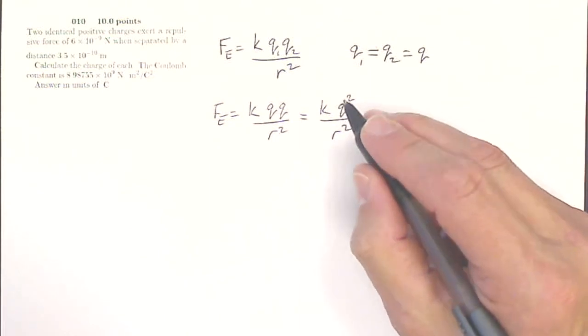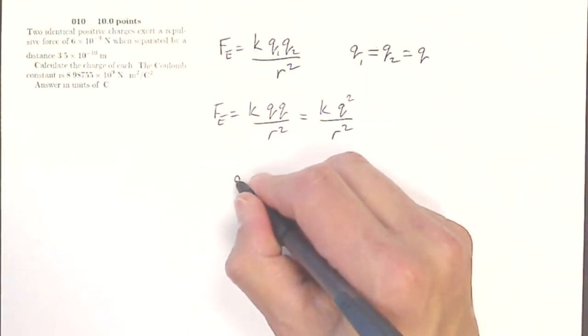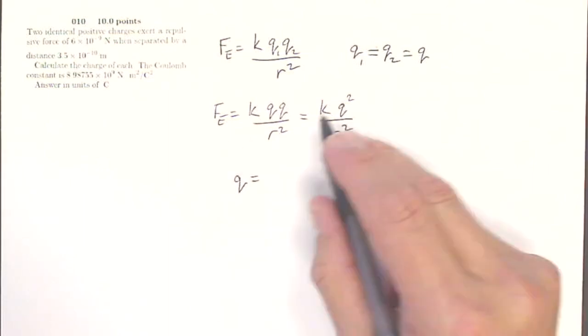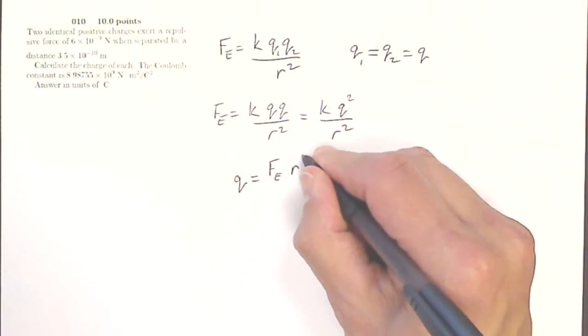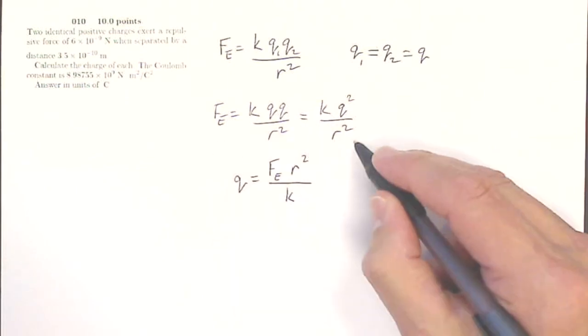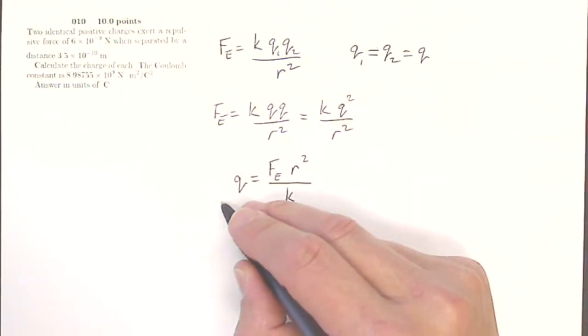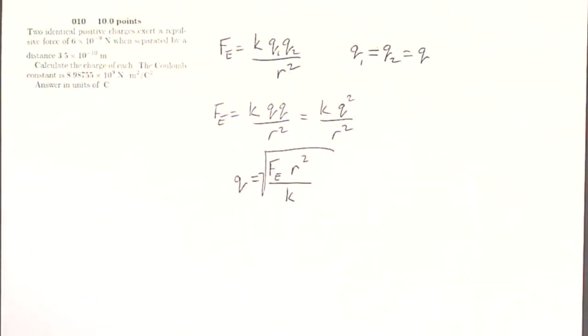Now if I want to solve for Q, what I've got to do is multiply by R squared. So I'm going to say Q equals the electric force times R squared divided by K. See, I bring the K down, bring the R squared up, and the Q squared is over here, so Q is going to be the square root of all of that.